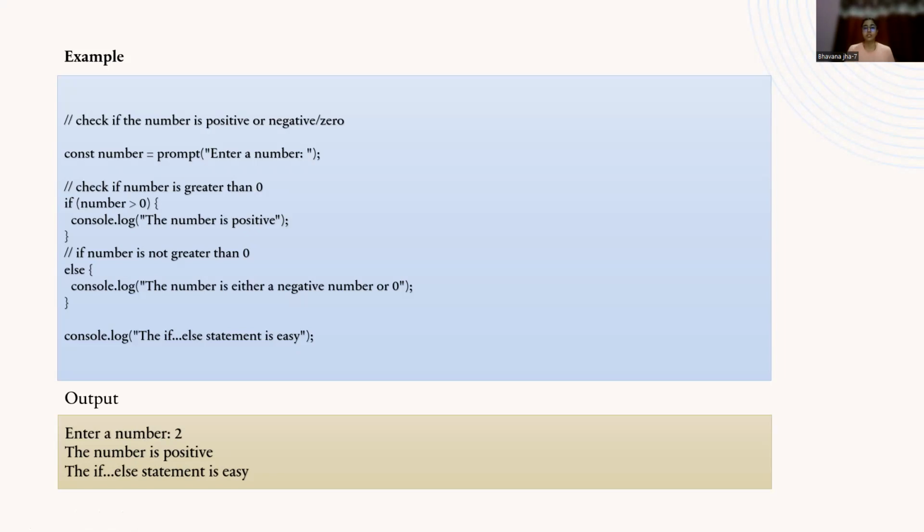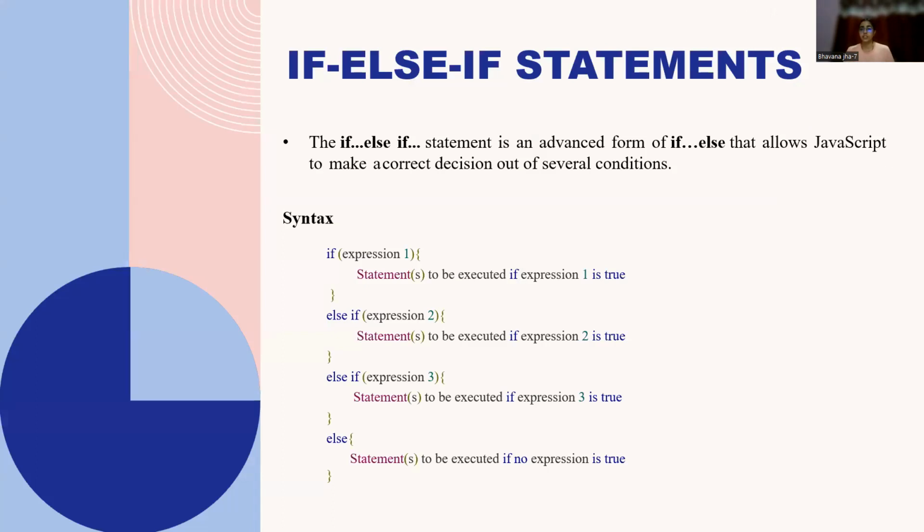So let's move on to the third type of conditional statement, that is the if else if statement. The if else if statement is an advanced version of the if else statement, where we have several conditions given, and the correct one gets executed. As you can see, there are multiple expressions given over here, and if any one of the conditions is true, that statement gets executed. Otherwise, if none of the expressions is true, then the else part gets executed.